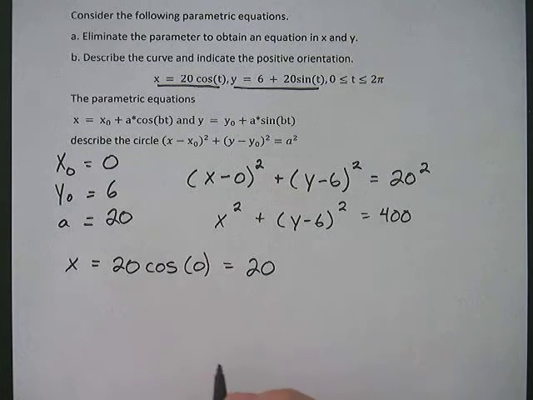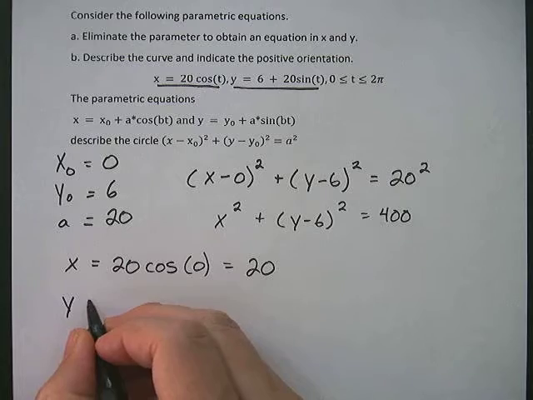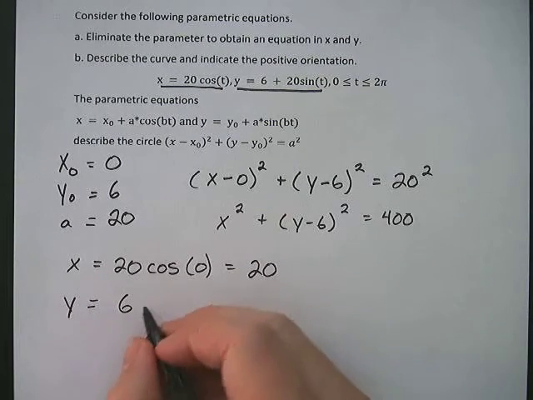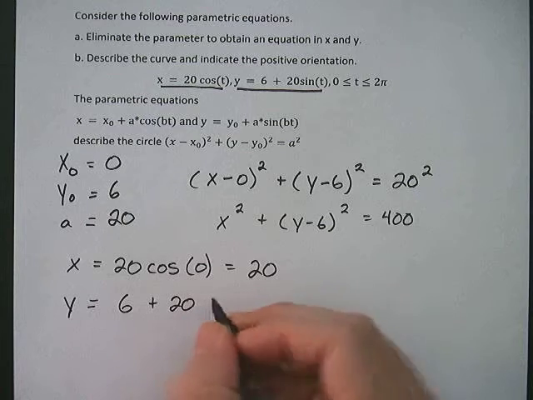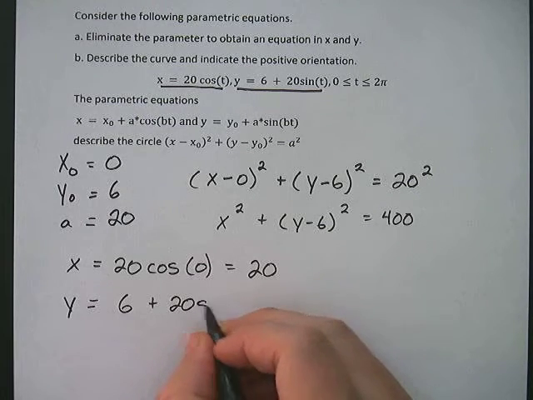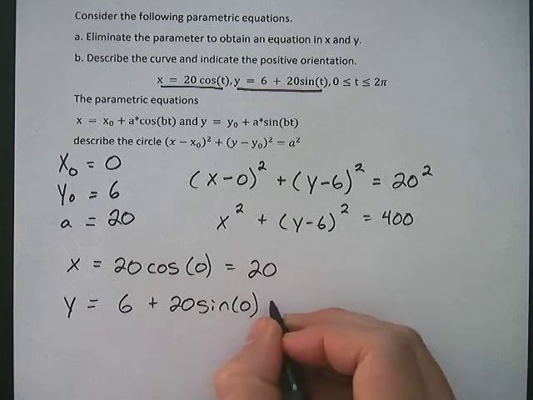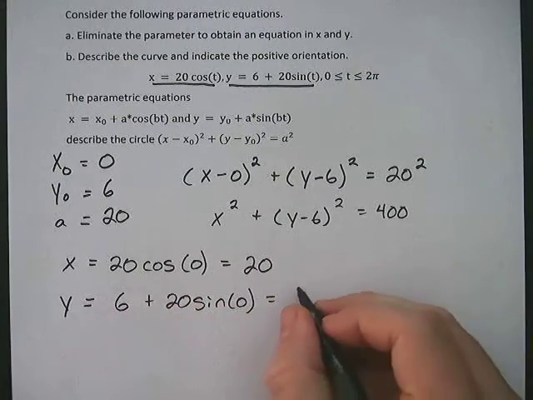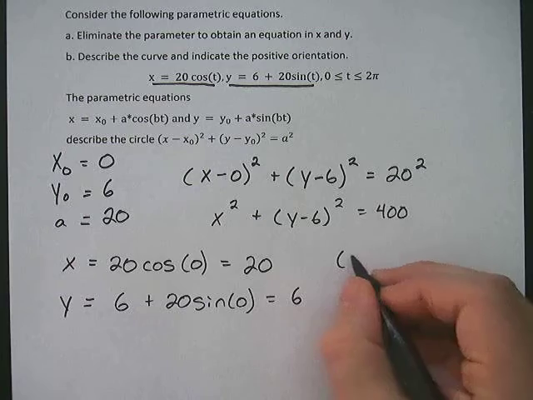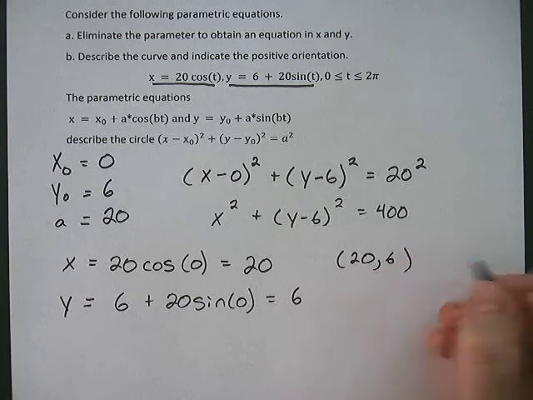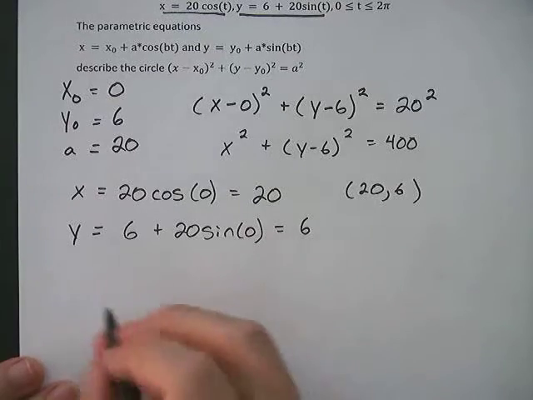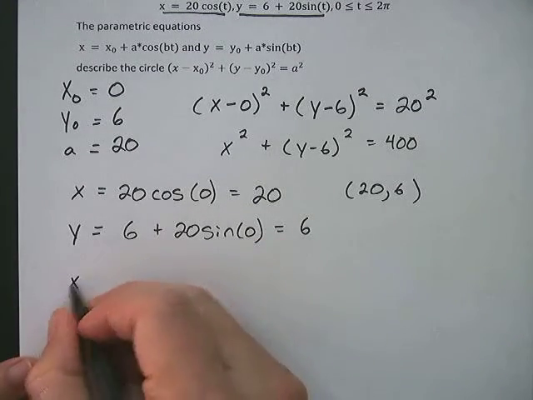Okay, and then we've got y is equal to 6 plus 20 sine of 0. And of course, sine of 0 is 0, so this whole thing goes away, and that becomes 6. So it starts at 20 comma 6. Let's see where it ends. Let's plug in a 2 pi now. So same thing we did, except we're going to put a 2 pi in there.